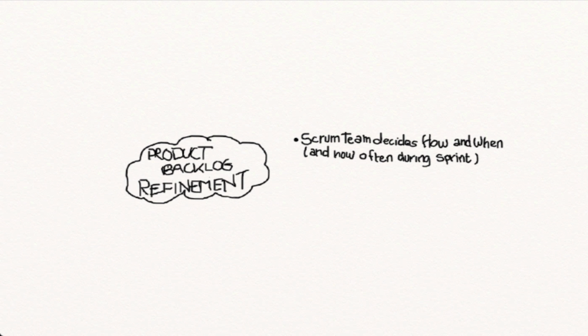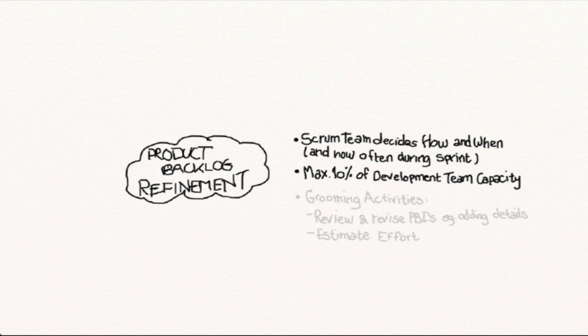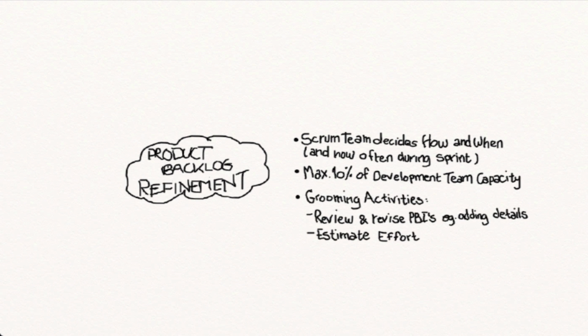The Scrum team decides how and when this event happens, as well as how many times it occurs during a sprint. A maximum of 10% of the development team's capacity can be used for this. Part of the activities in the product backlog refinement event is to review and revise the product backlog items, for instance by adding details to them and estimating the effort needed to develop them.